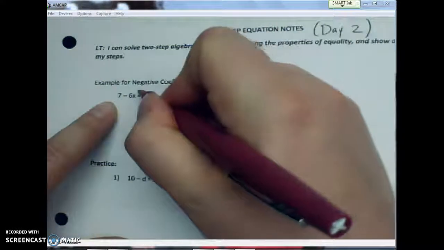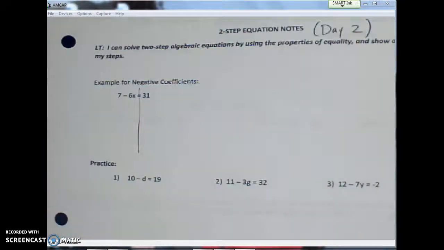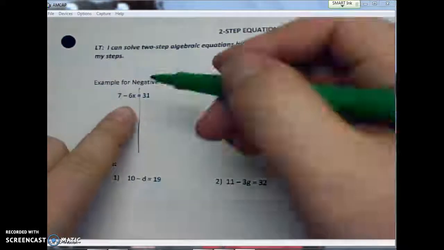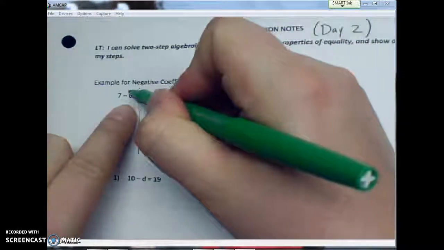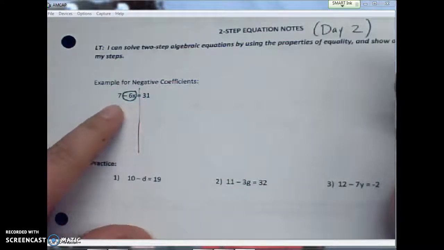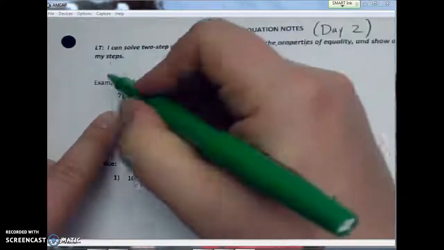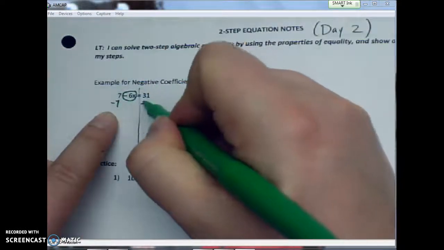So if we take a look at this, you're still going to follow your first time we draw that line down the equal sign. Sorry guys. And then we're going to look at what is the constant and how do we get rid of that. So remember, this negative goes with my 6x. So if you need to circle it, do that. You don't have to. But how would I get rid of that positive 7? Well, I would subtract 7.